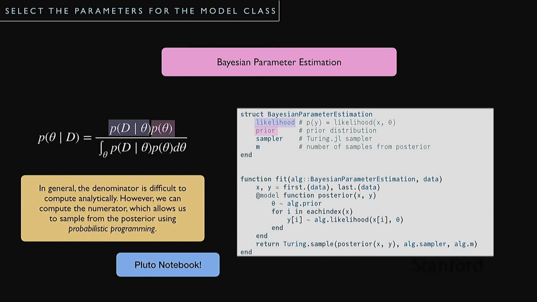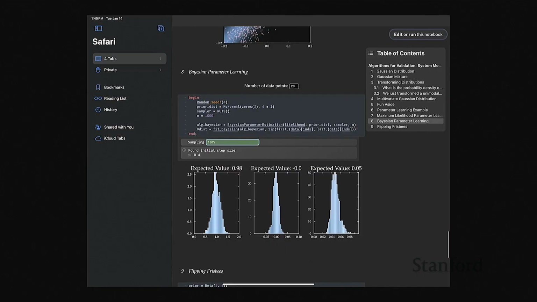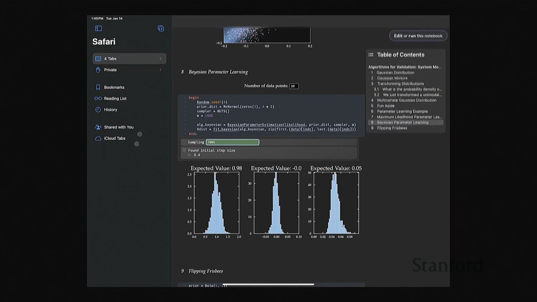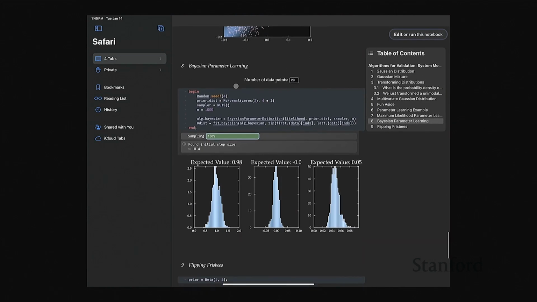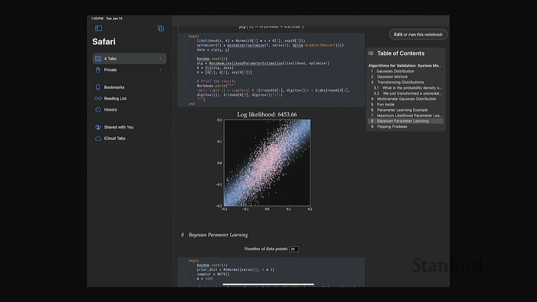I want to show you what this looks like, because I think it'll help clear up what's going on. So you can imagine that we were trying to learn the parameters for this model.